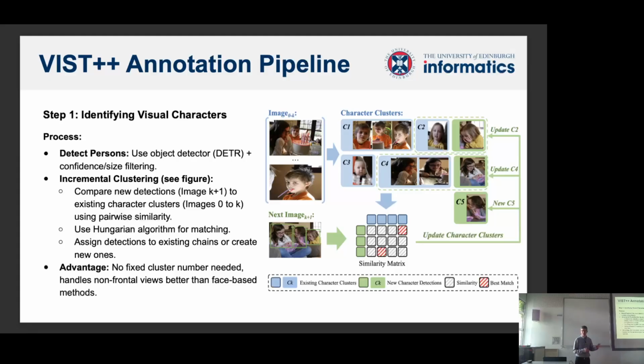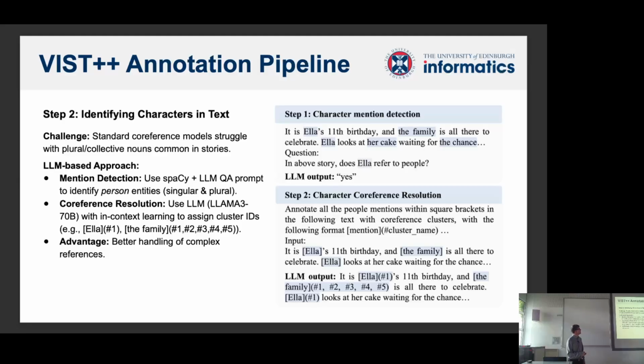Okay, so now we have our characters in the images. Now let's look at the characters in the text. So here we just query the LLM directly. So we give it a sentence, we give it the whole story. And in the story we have marked up, using Spacey, off the shelf, the named entities. So here all the named entities, Ella, the family, the cake, the chance, and so on. These are all named entities identified by Spacey. And then the LLM is really good at telling us whether it refers to people or not. So whether it's actually a character or not. And then we use the LLM also to do coreference.